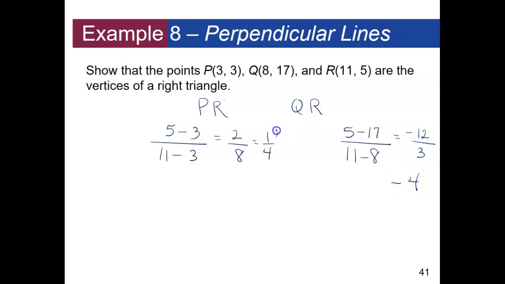So if I look at this slope and this slope, these are negative reciprocals of each other. And so what we've basically said is that PR is perpendicular to QR, and therefore it would have to be a right triangle because of that.